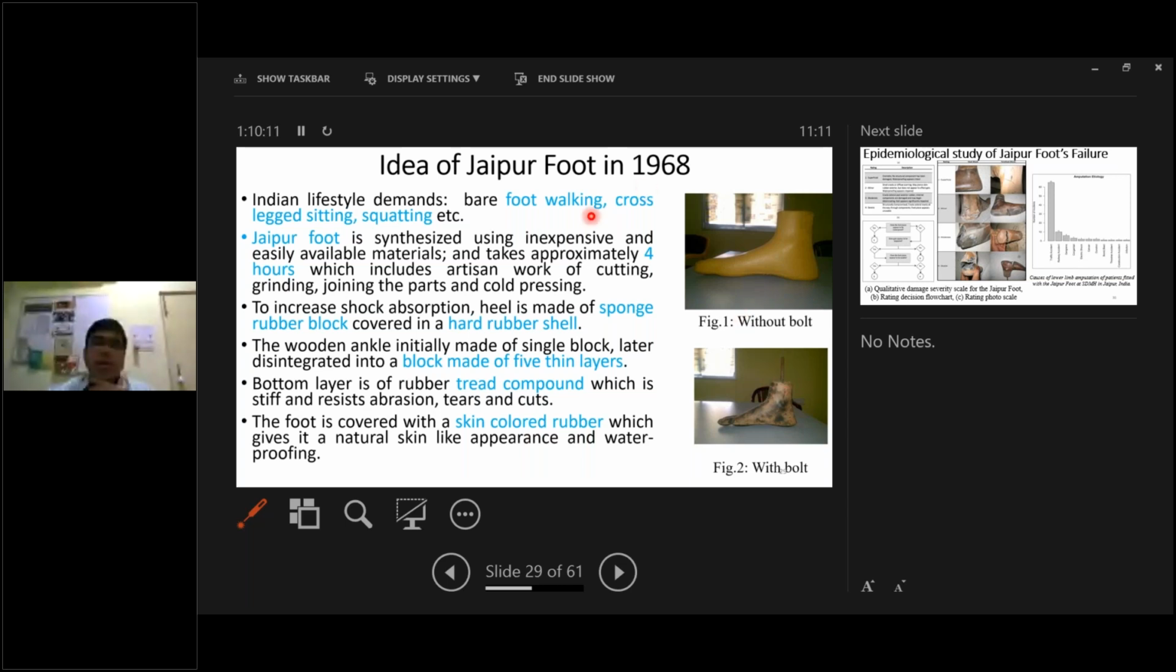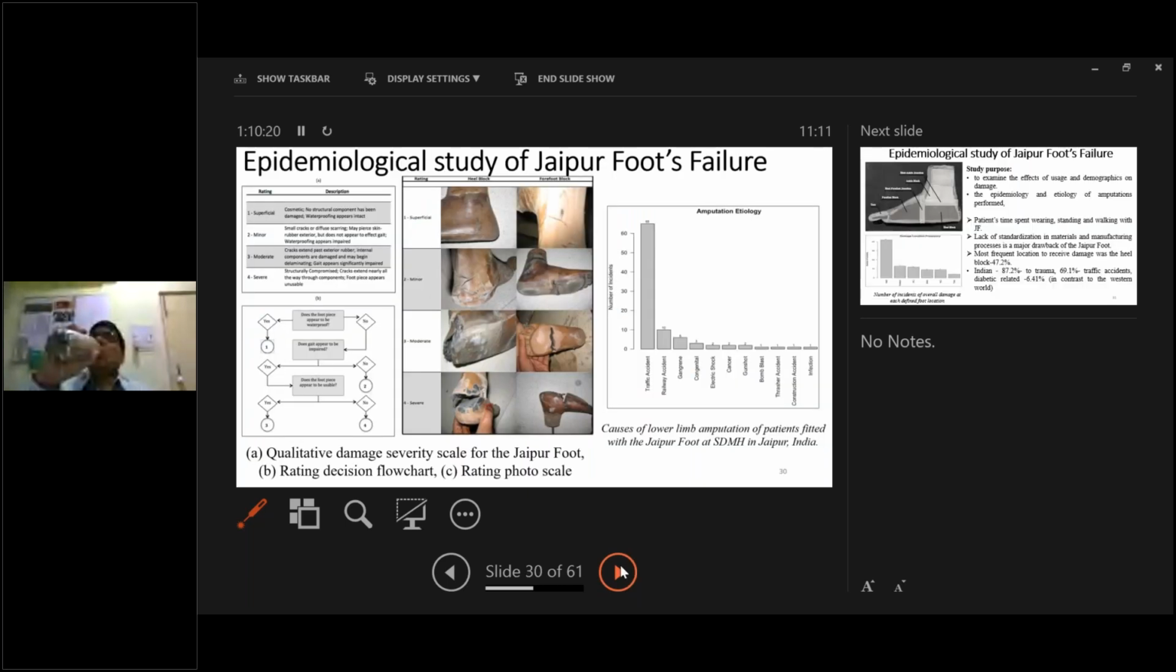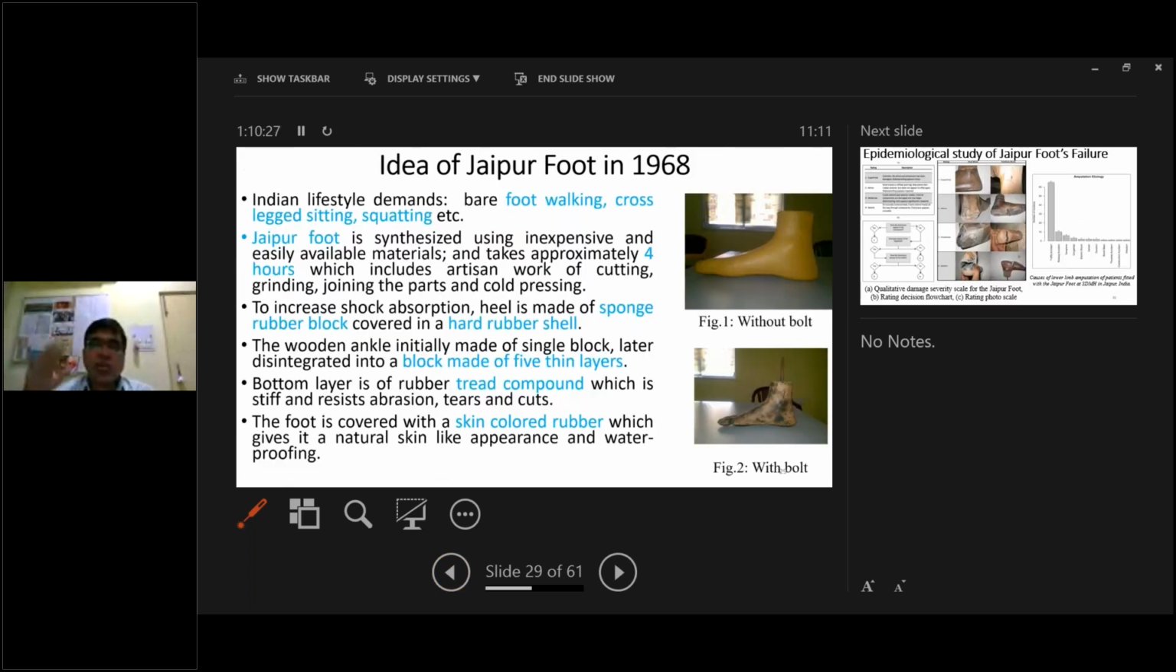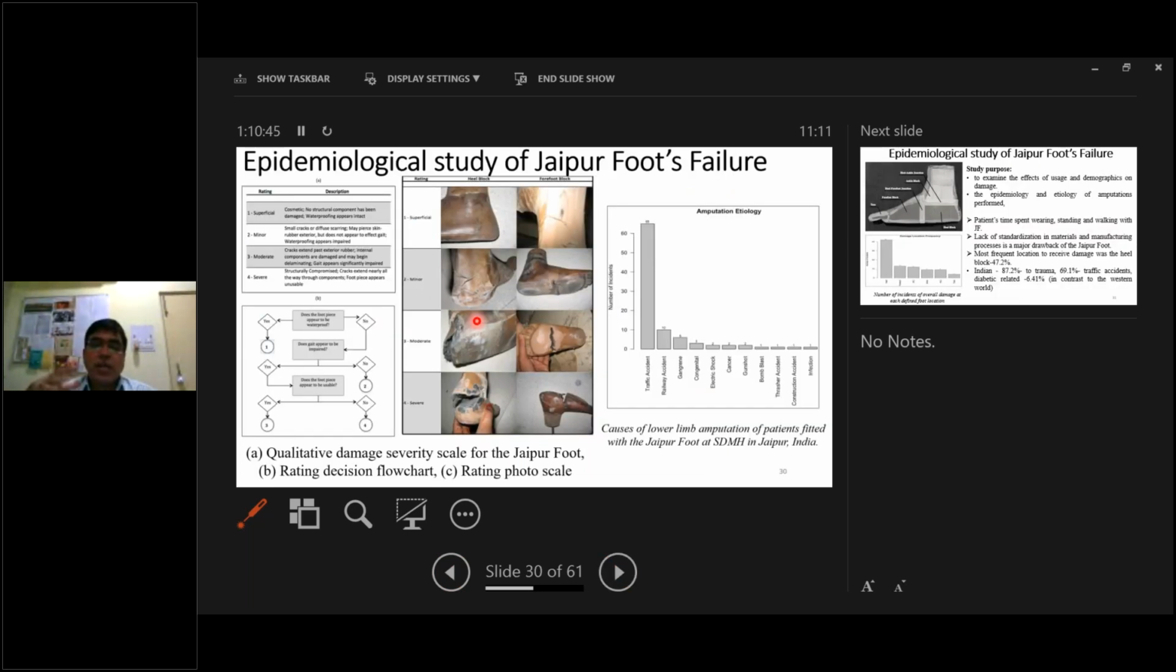But what has happened in the last 50 years? One problem with this design was that it was not patented. No one was the owner. Everybody across the world started making their own foot. They started calling it Madras foot, Nisa foot, Ram foot, Sham foot, and they started making it without following the standard manufacturing practice also. This led to the degradation of this design, and there were lots of failures.